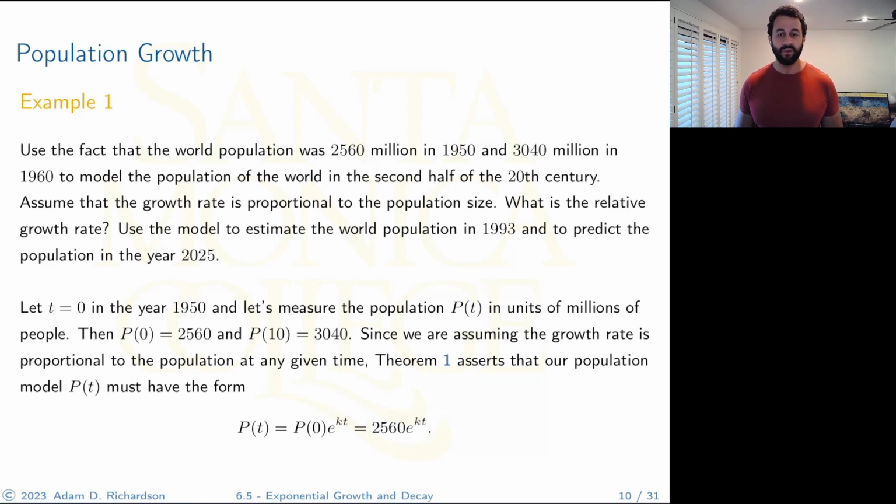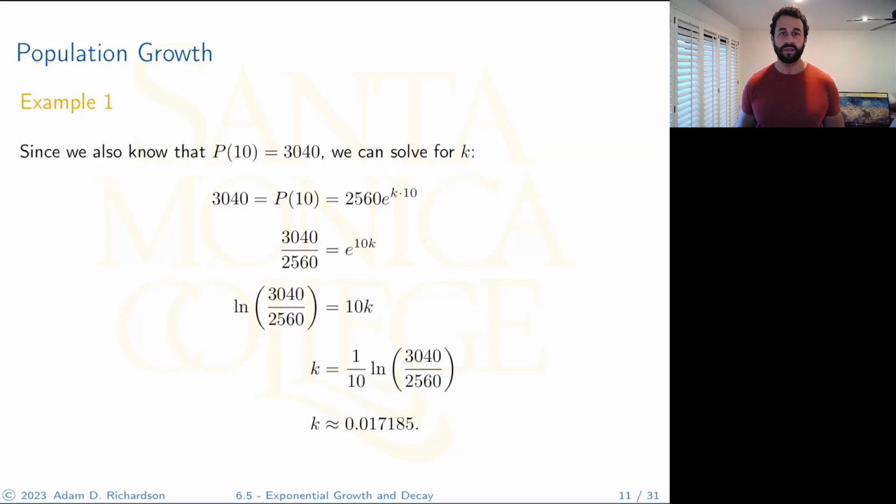Now, we don't yet know what k is, but we can use the other information that's been given to us to solve for k. Since we also know that the population after 10 years is 30-40 million, we can plug this information into our model and use it to solve for k. So the output is 30-40, and that's at time 10. We plug in 10 for t in all instances, and now the only variable that we don't know is k.